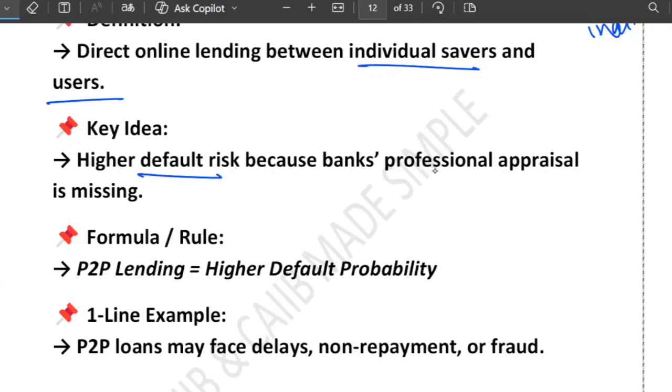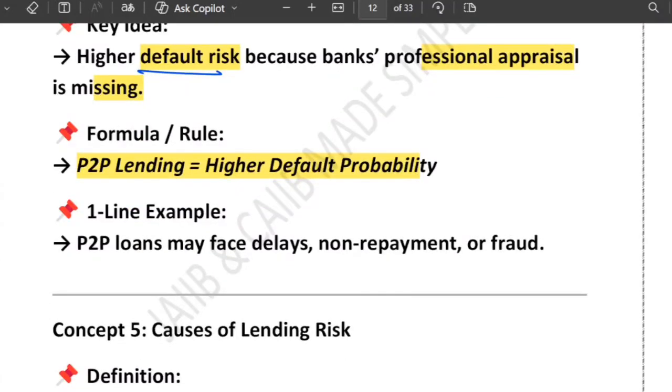Higher default risk because the bank's professional appraisal is missing. Yes, that's why default risk is higher, because appraisal is missing. So the rule is that P2P lending has a high default probability, right? One example is that a P2P loan may face delays, non-repayment, or fraud.